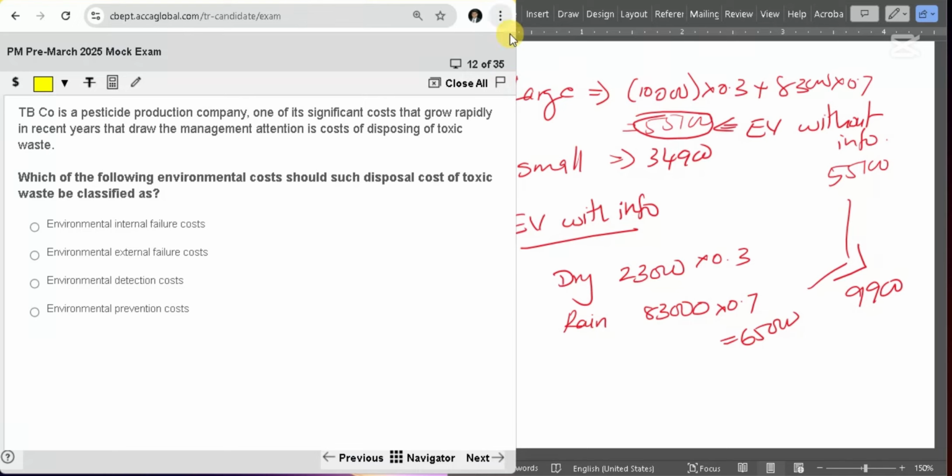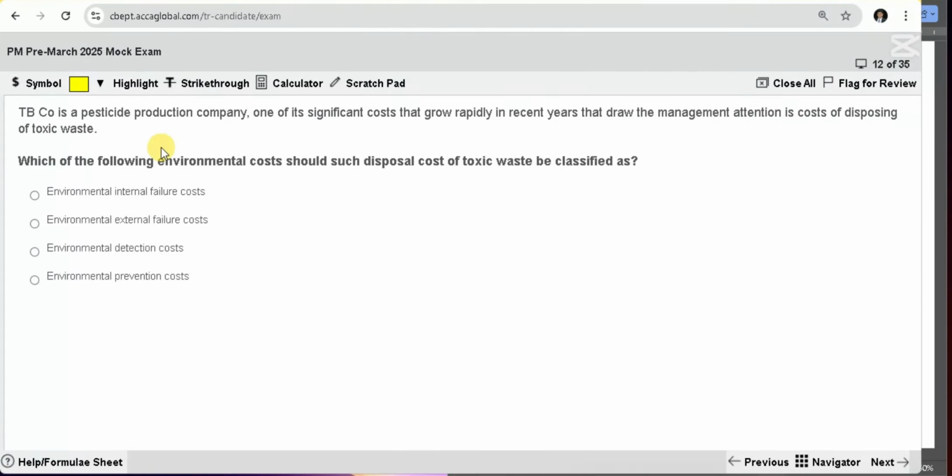Next. TB company is a pesticide production company. One of its significant costs that grow rapidly in recent years that draw the management attention is the cost of disposing of toxic waste. Which of the following environmental costs? So they are asking whether it is internal failure, external failure, detection, prevention. This is internal failure, isn't it? Why internal failure? The toxic waste has been already produced in your output. It is already there. It's a failure. But before it goes outside, you have identified it. So processing of that, you can say internal failure cost. Internal failure.